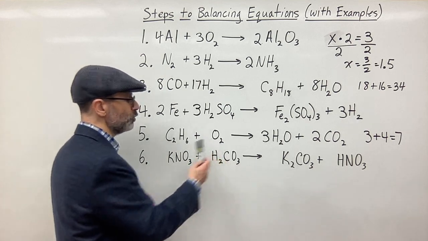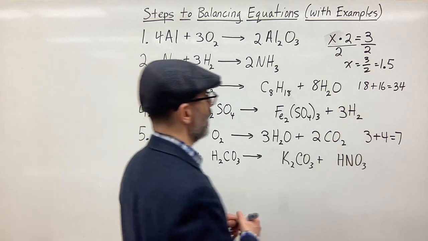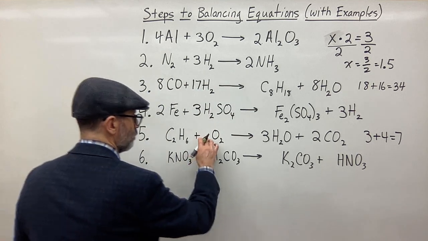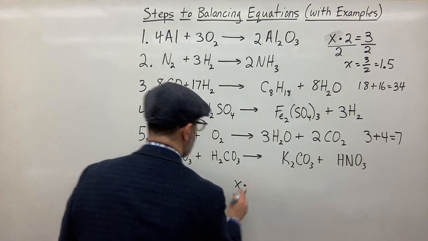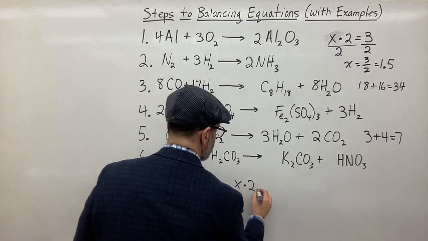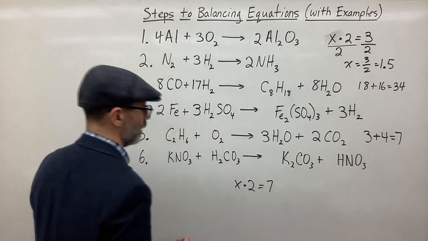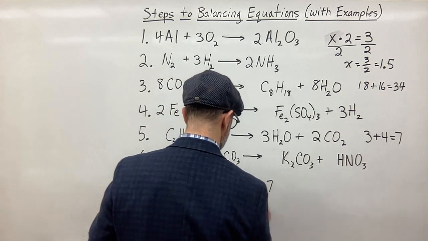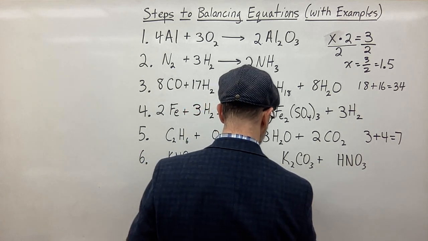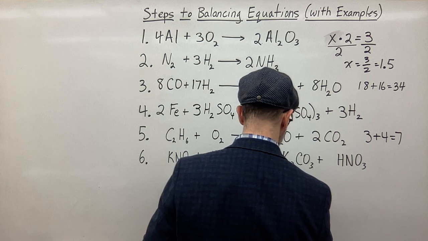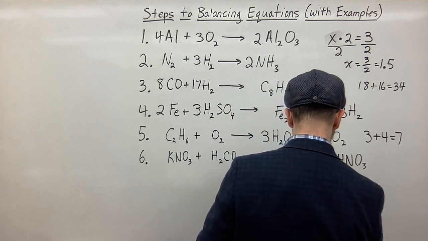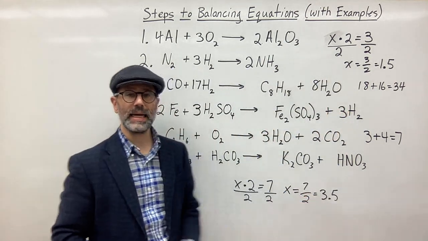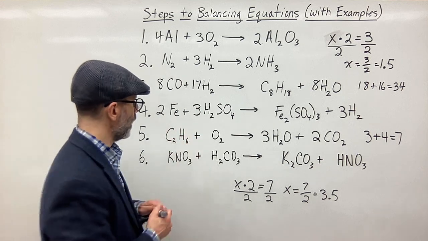So what times 2 gives me 7? Well, I can work it out, right? I can do it down here. So I need a coefficient. We'll call that x, multiplied by 2. That's going to give me the desired number of 7. I want 7. So what does x have to be? If I divide both sides by 2, then x is equal to 7/2 or 3.5. So I need a 3.5 coefficient for my oxygen.